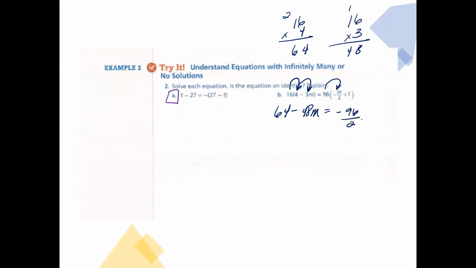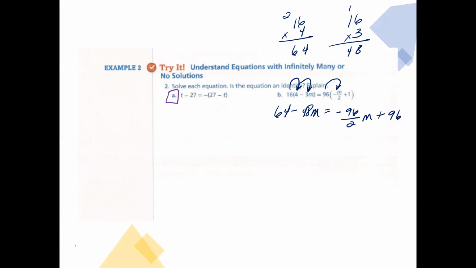And you're going to see that 16 times 4, I'm going to do it on the side, 6 times 4 is 24, 1 times 4 is 4, plus a 2 is going to give me a 6. So I have 64 minus, do the same thing with 16 times 3. 6 times 3 is 18, carry the 1, so that's going to give me a 48M, or negative 48M, equals, distribute the 96 inside here, you're going to get a negative 96 over 2M plus 96.